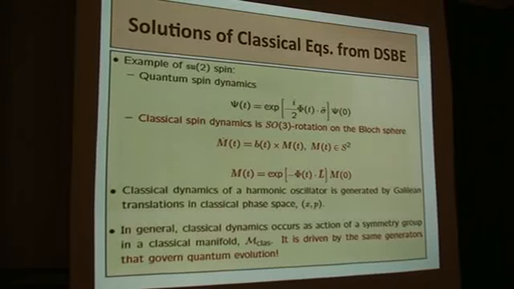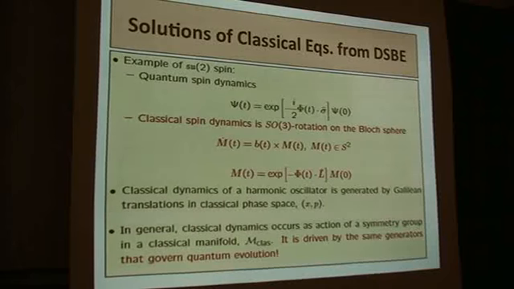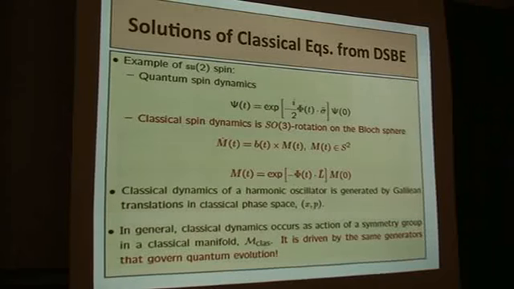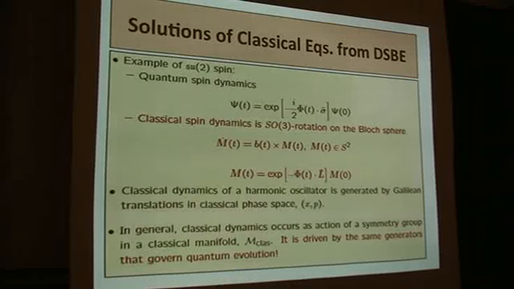If you take essentially any problem, you formulate it in Hilbert space, and you happen to be able to find your evolution operator, you can always write the solution of the corresponding classical equations. Let's say in the case of the harmonic oscillator, it will be basically translations, Galilean translations.